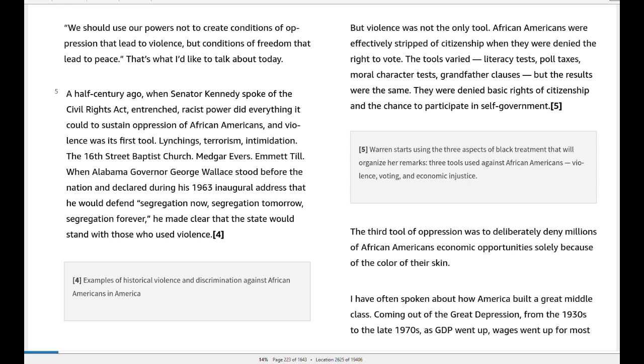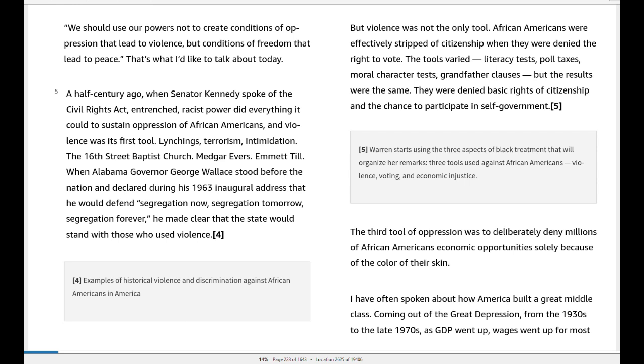Lynchings, terrorism, intimidation. The 16th Street Baptist Church. Medgar Evers, Emmett Till. When Alabama Governor George Wallace stood before the nation and declared during his 1963 inaugural address that he would defend segregation now, segregation tomorrow, segregation forever, he made clear that the state would stand with those who used violence. Student Note 4, examples of historical violence and discrimination against African Americans in America.